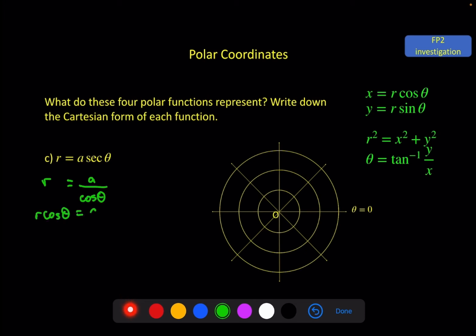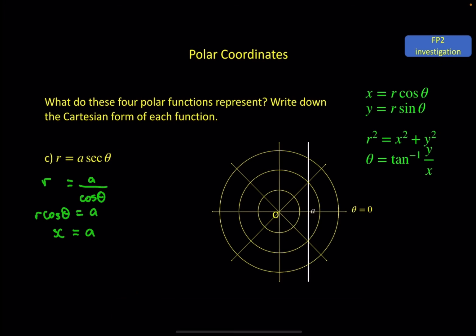And then as soon as I've got r cos theta, I should be looking to change that into an x. So this just becomes x equals a. And this is one example where you can see obviously it's easier in Cartesian form. It won't always be easier in polar form. And this gives us a vertical line through a.